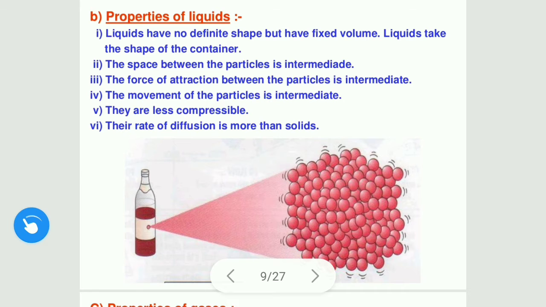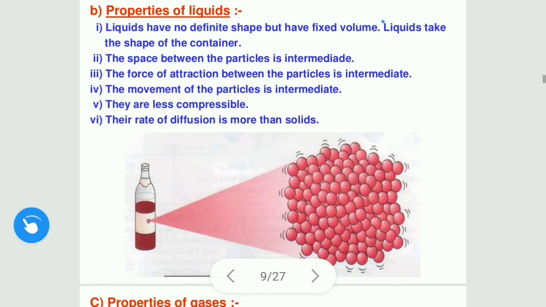Next is liquid. Liquids have no definite shape, but they have a fixed volume. That's why when we pour water into a beaker, it takes the shape of the beaker. If we put that water in a tub, it takes the shape of the tub, but the volume is fixed.